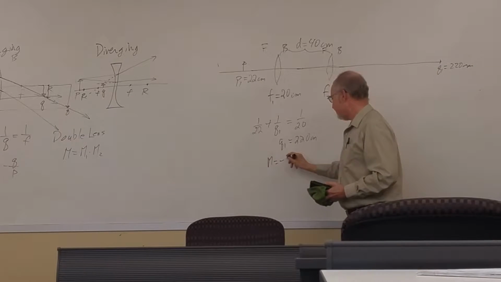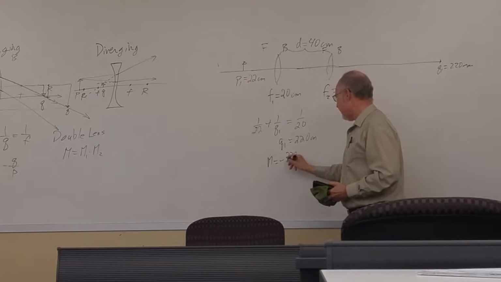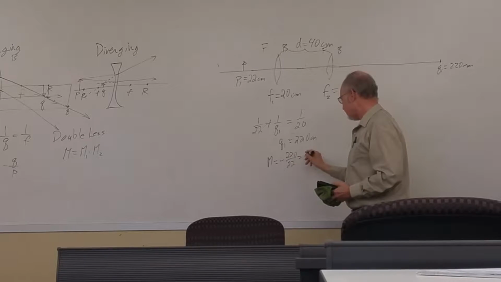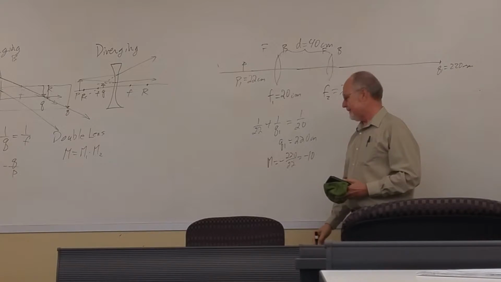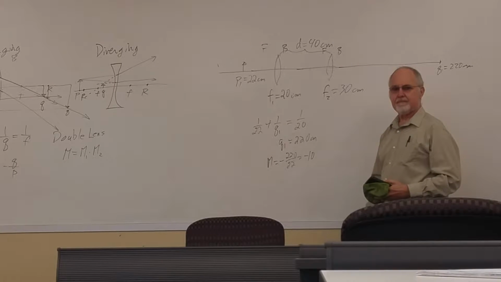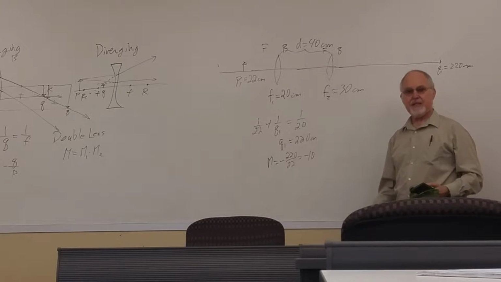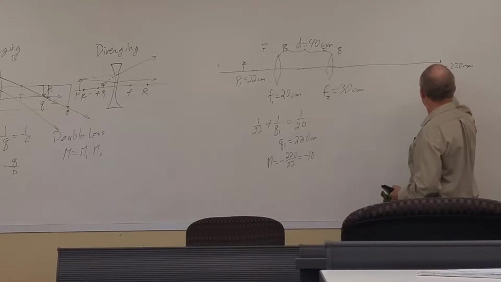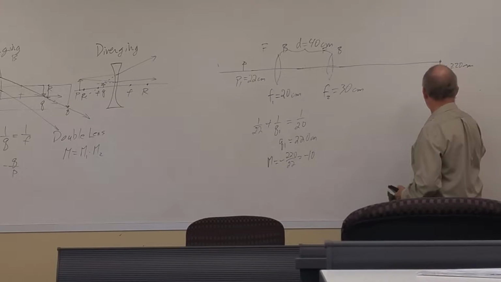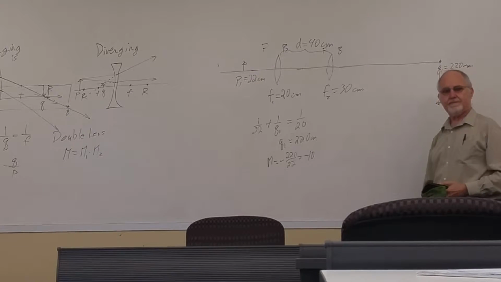Magnification is minus the positive 220 over the 22. So it's negative 10. It's upside down, but it's 10 times larger. So that's some real big image out here.